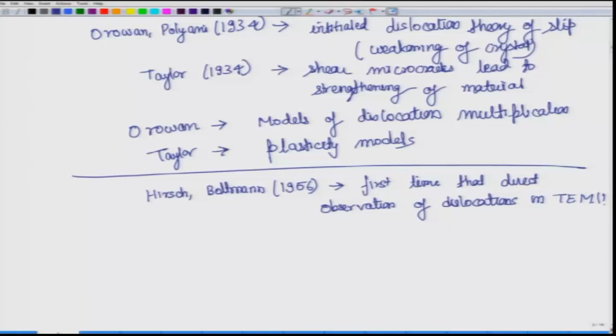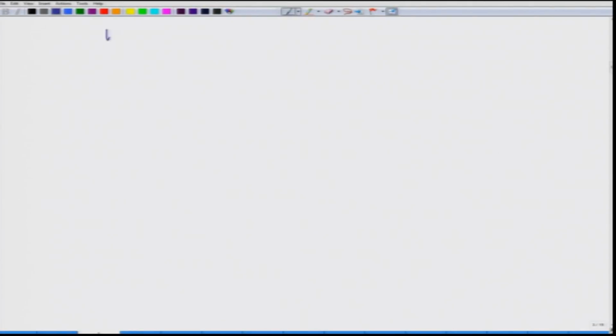Now, let us move on to what we have been calling weakening of crystal. We know that there were two different aspects which led to the understanding or theory of dislocation. One was the weakening of crystal and the other was strengthening of the material because of dislocation. So, what is the theory that we are talking about, which is the weakening of crystals.